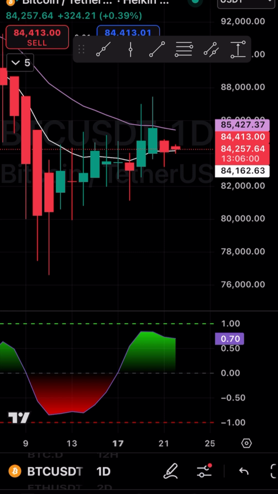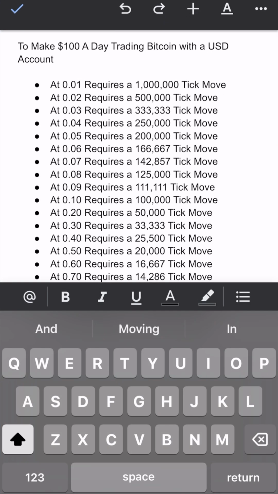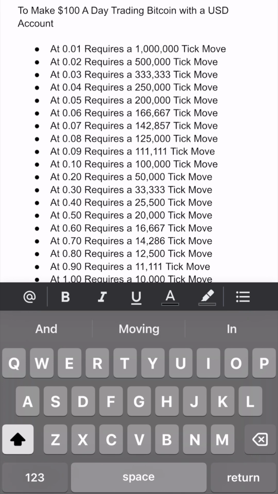So if you want to make this every day, you will have to increase your lot size, basically. So at 0.01, you're going to need to catch a $10,000 move, either up or down. So point A to point B has to be $10,000. So that's how you get to that point in Forex doing Bitcoin. So the next one is 0.02.